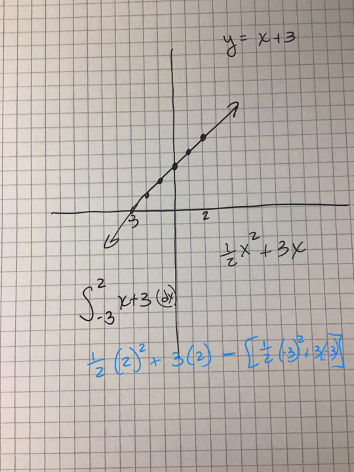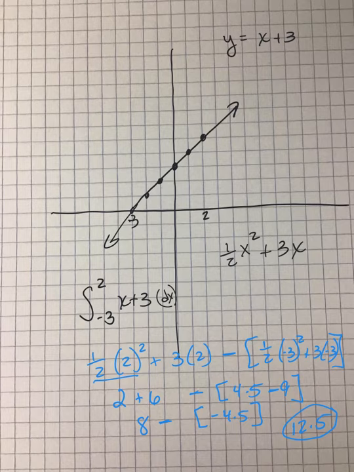So let's see what that works out to. That's 1/2 times 4, which is a 2, plus 6, that's an 8, minus 1/2 times 9 is 4.5, 4.5 minus 9, which is 8 minus negative 4.5, which would be 12.5.